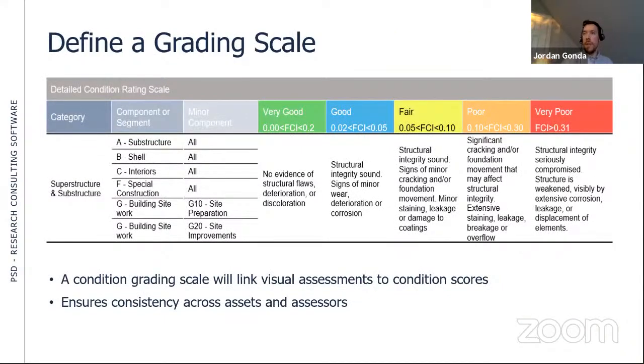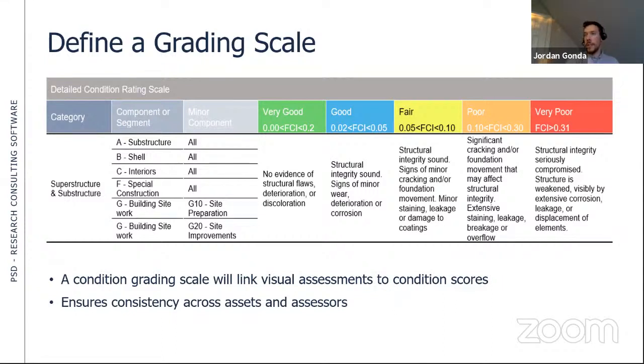A simple way we can do this is by defining a grading scale. So this is an example for a facility, for a piece of that facility, the superstructure and substructure. We want to have consistency. Part of asset management is, as I said, putting together processes and procedures. So maybe we have a procedure around assessment. Maybe we have a set of criteria that tells us what is good condition, what is fair condition, what is poor condition. You can imagine if we have different assessors going out at different times, we have consistency because they all look at the same kind of criteria.